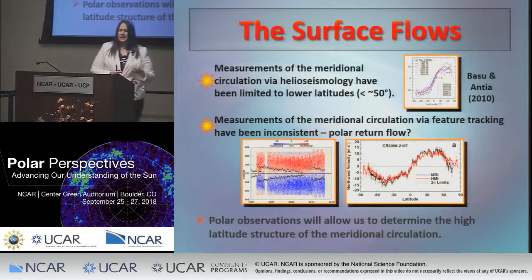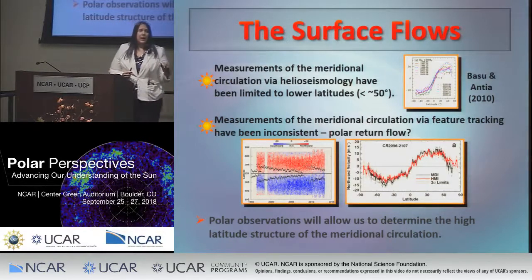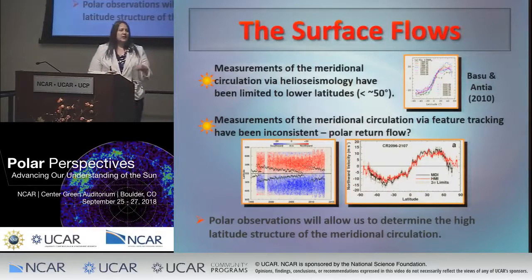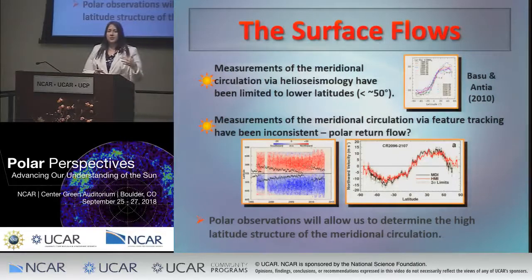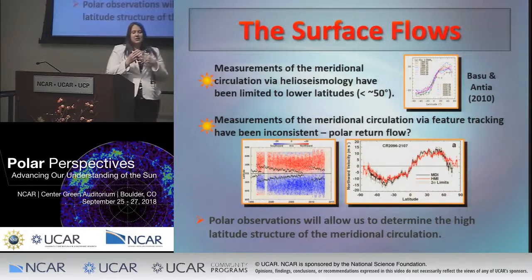The first thing that these measurements will do for us is finally allow us to see what the high latitude meridional flow looks like. The meridional flow is incredibly weak, at only a few meters per second, particularly when you go to the poles, where it approaches zero. So this is a very difficult measurement to make. By the time you take out all the noise, if the noise is on the scale of the velocities, it's really hard to get the signal.